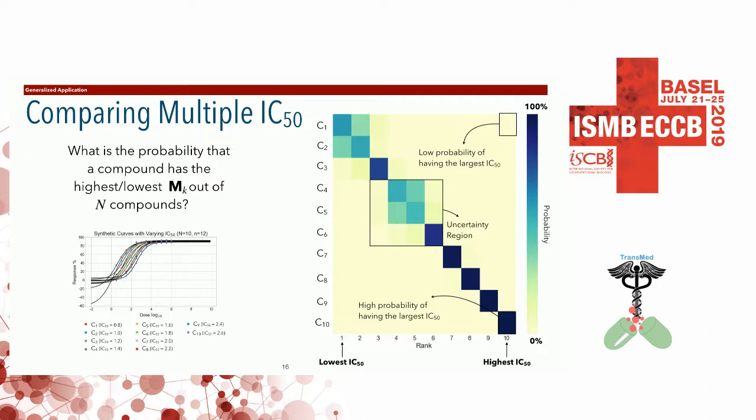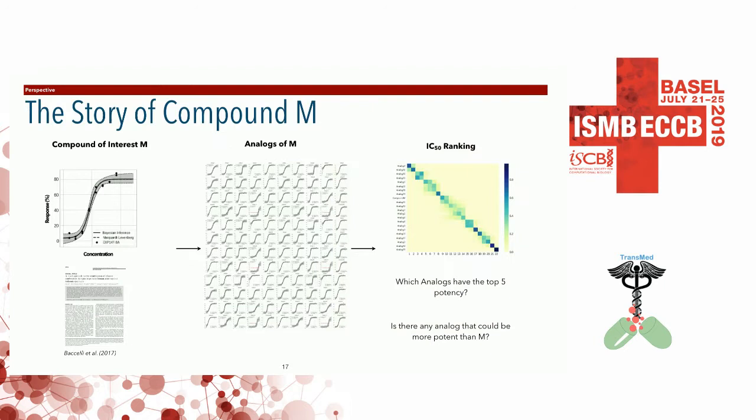Compound 1 has a very low probability of being the highest, and compound 10 actually has a high probability. And since we're analyzing distributions, we do have those uncertainty regions, which could be due to noise in the data, or could simply be because the distributions of two compounds are very alike for this metric. So in this example, we could see that compounds 1, 2, 3 could be in the top 3 most potent compounds.